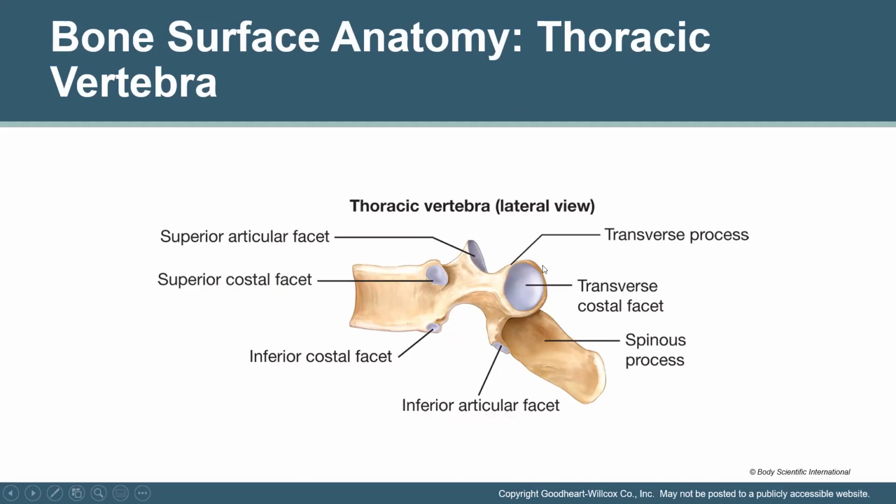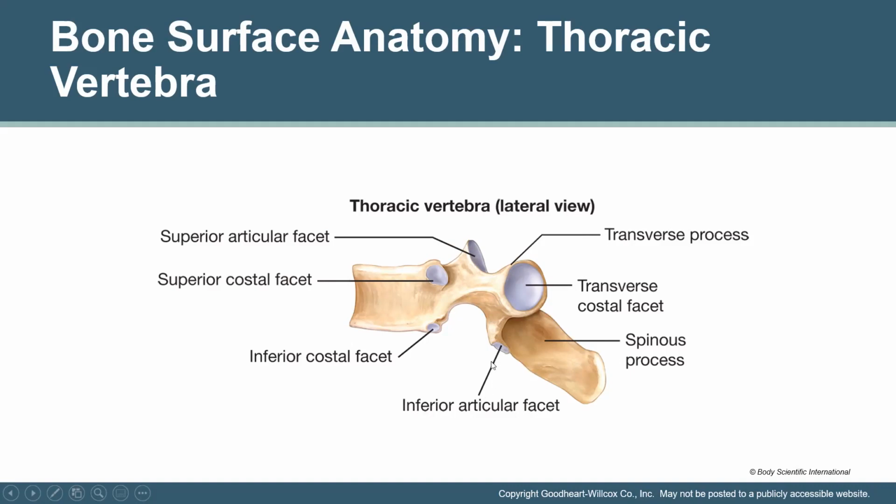The transverse costal facet, this is an area or depression where we would have a rib join the thoracic vertebra. From this view, you can kind of see the transverse process. If we were looking at a different view of this, like a transverse section, it would be easier to see.